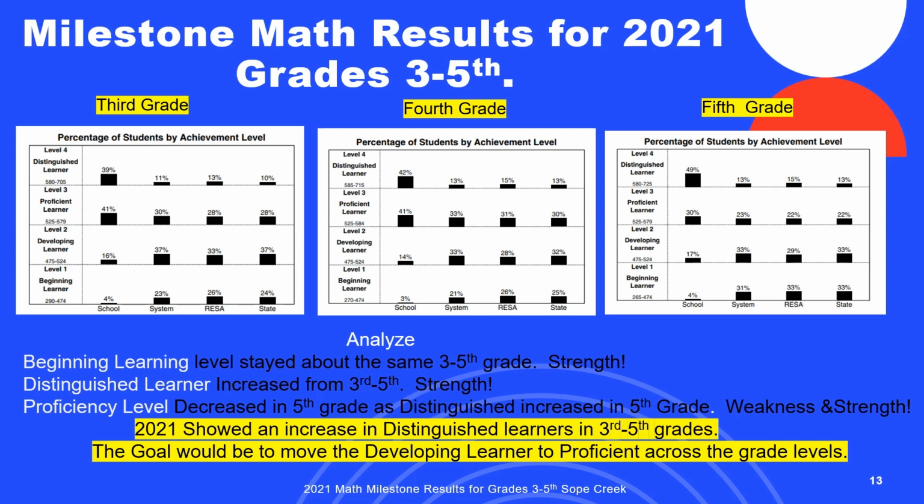2021 showed an increase in distinguished level learners in 3rd through 5th grades. The goal will be to move the developing learner to proficient across the grade level.